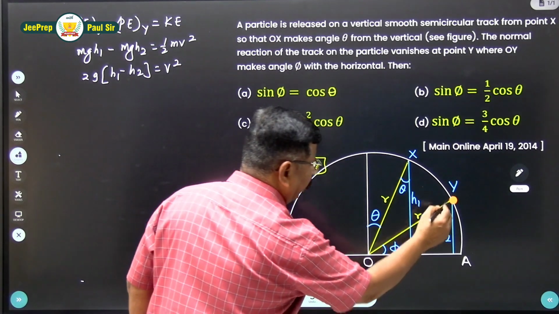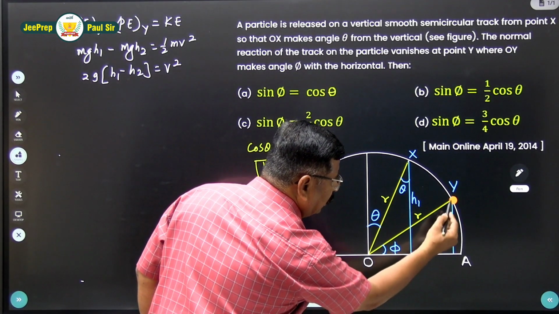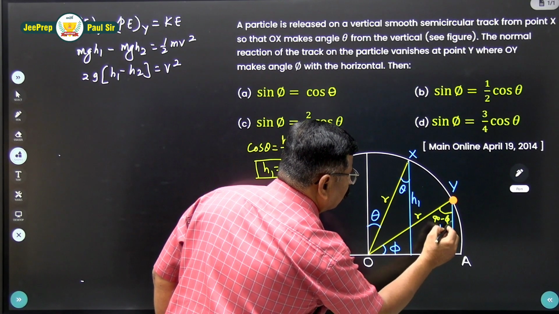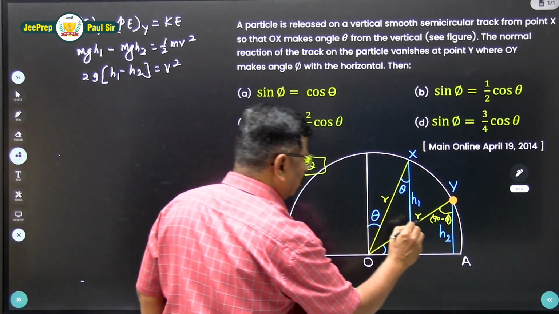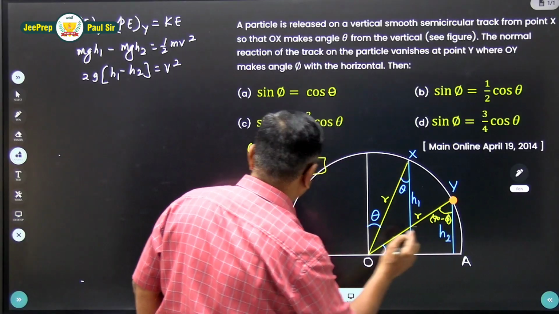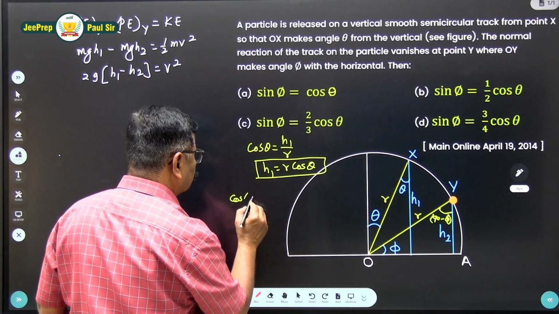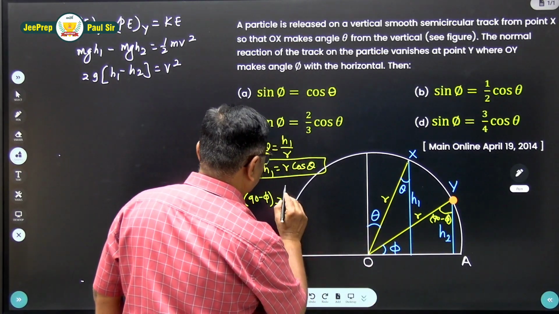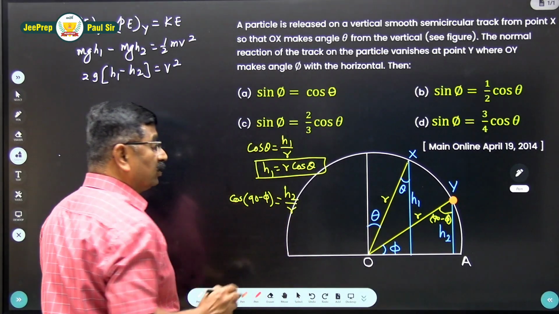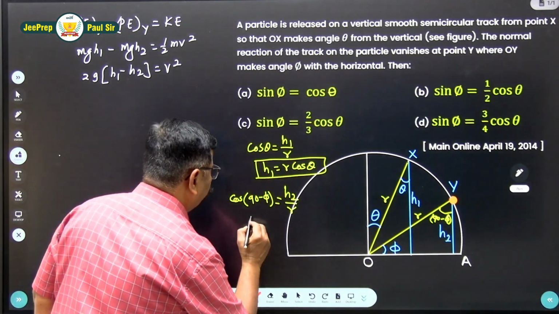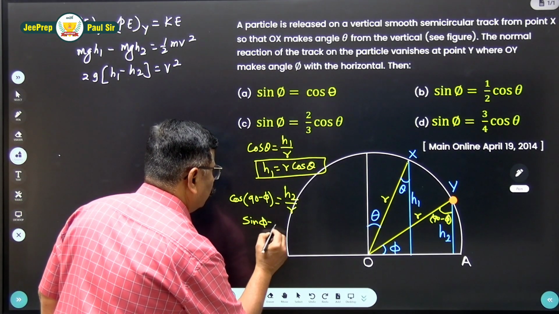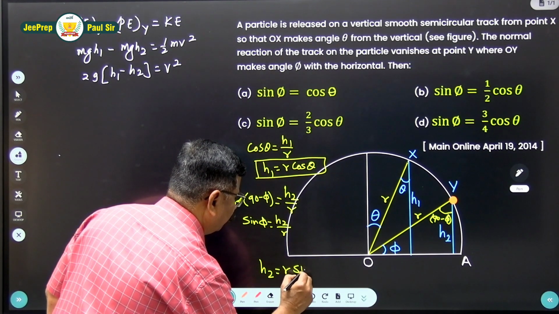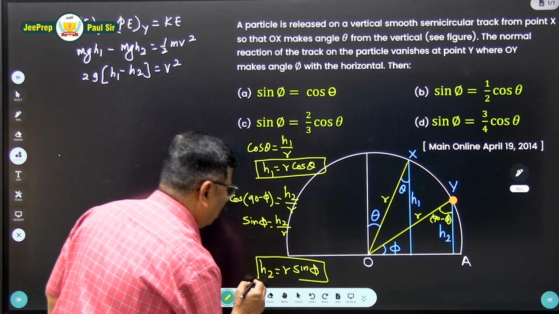Another thing, how to find h2? When this angle is phi, in this right angle triangle, this becomes 90 minus phi. So what is cos 90 minus phi? Cos 90 minus phi is equal to h2 upon r. But cos 90 minus phi is sin phi. Therefore, sin phi is equal to h2 upon r. Hence, h2 is equal to r sin phi.